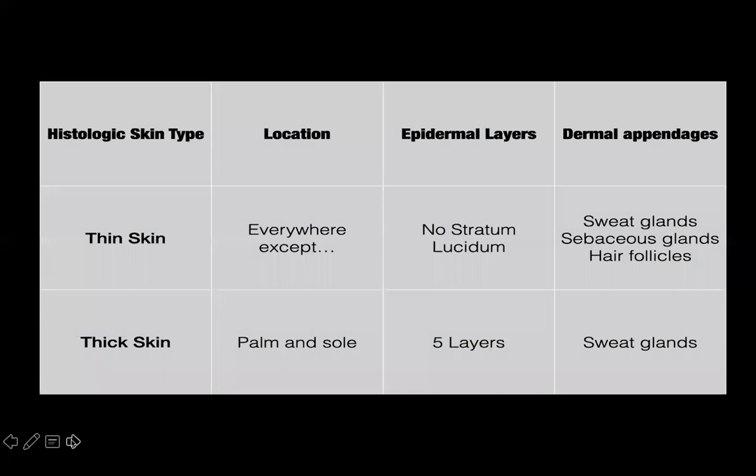Okay, this is just a comparison between thin skin and thick skin. Histological skin type is thin and thick. Location of your thin skin is everywhere except for the penis and lips, and the thick skin is only found in the palms and in the soles. In the epidermal layer, there is no stratum lucidum in thin skin, while in the thick skin, the five sublayers of epidermis are found. In the dermal appendages, only the sweat glands are found in both thin and thick skin. The sebaceous glands, as well as hair follicles, are only found in the thin skin.